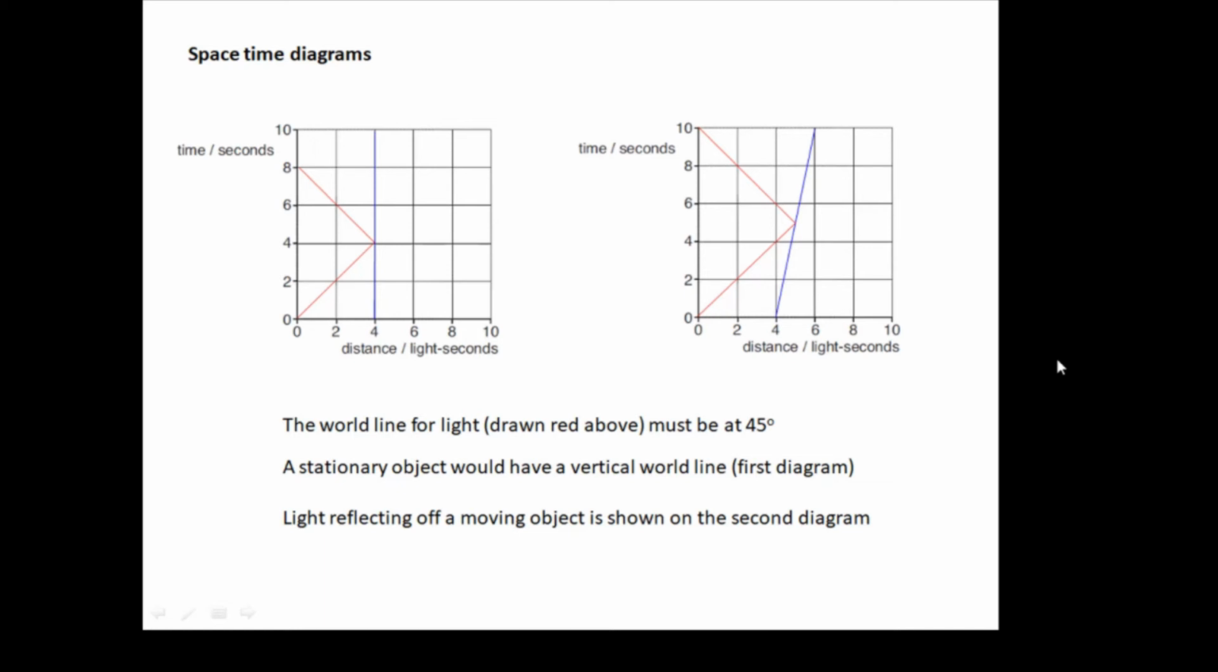On the second diagram, if an object was moving away from us, then look at the blue line, that's its world line. And the red line there could be a radar pulse bouncing off the object. If a question comes up, don't panic. As I said, just look at the axes, and the question should be straightforward. Well, it has been in the past anyway.